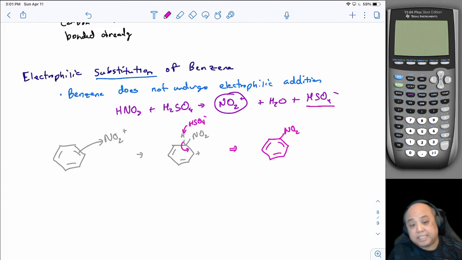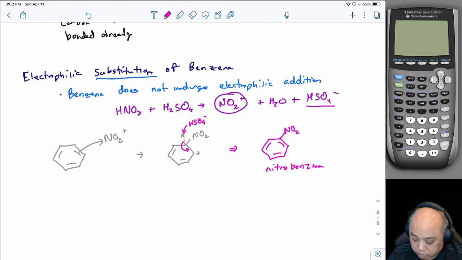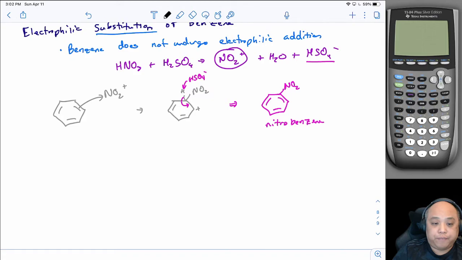And you've replaced the hydrogen that was on that carbon with an NO2, but you've retained the resonance structure. And this is known as nitrobenzene. And that's how you electrophilically substitute benzene to make nitrobenzene. Now, they will most likely have you diagram that out. If they're having you draw a mechanism, that's going to be the mechanism.